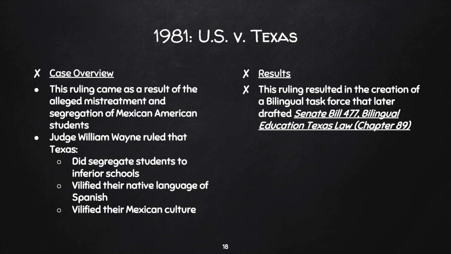Judge William Wayne Justice ruled in favor, again, of the plaintiffs and said that Texas schools were in fact segregating students to inferior schools, vilifying the native language of Spanish, and vilifying the Mexican culture. They were painting it all in a very, very negative light. If you know of anybody who went to school during the late 70s, early 80s, and even before that, ask them what their school experience was like as a student of Mexican heritage.